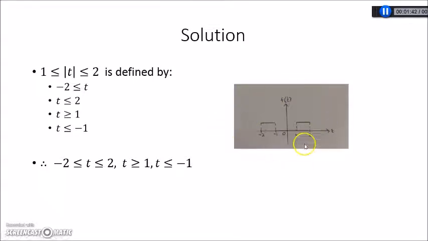This is the graph that we sketched from the function. As you can see here, at intervals 1 to 2 and negative 2 to negative 1 respectively, the function is 1, whereas elsewhere the function is 0.